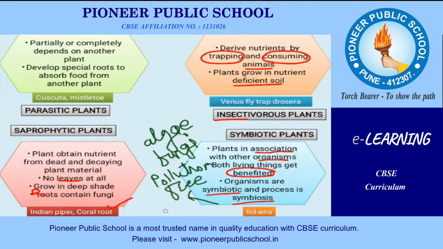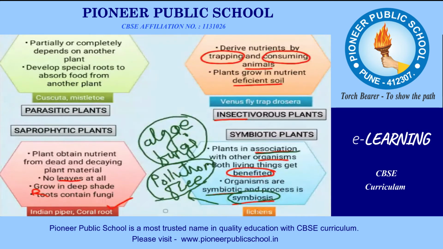So these are the few points to remember about lichens. Lichens are made up of fungi and algae and they mostly grow in pollution-free areas. They are symbiotic, which means in association with each other, and this process is called symbiosis.